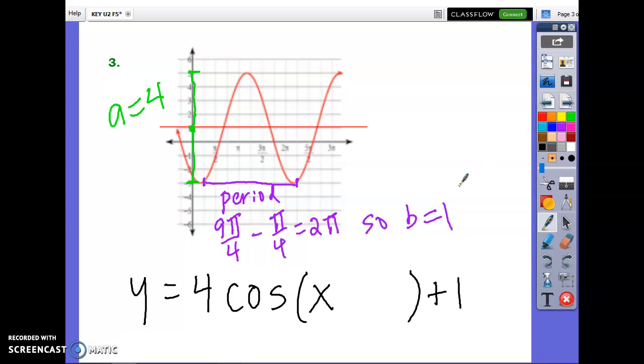Number 3, so I start with my amplitude, my high, my low, and then I go ahead and count halfway. It looks like this distance is 8, so my amplitude is 4. And then it looks like the x-axis right in the center is now going to be at 1. So that means my D at the end here is +1.